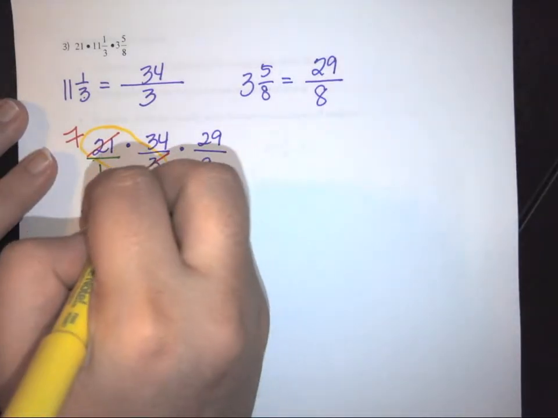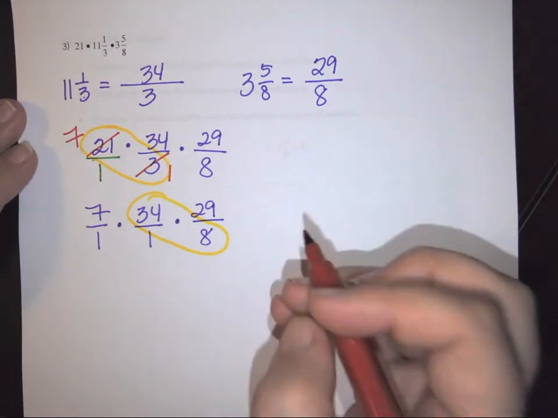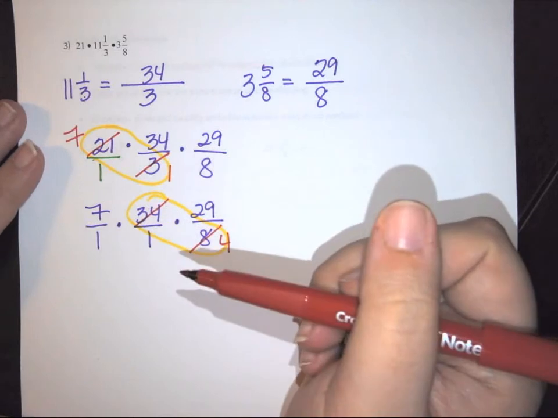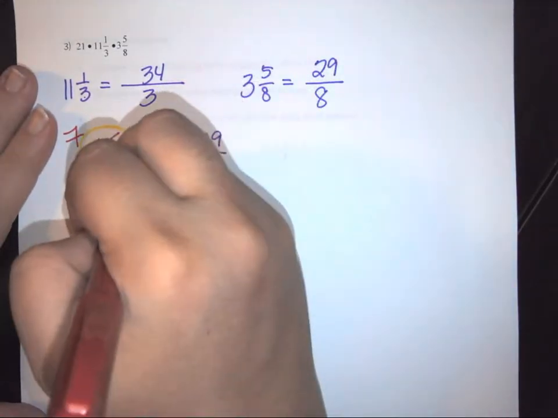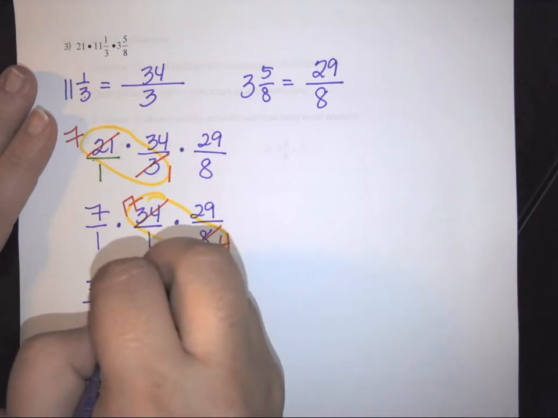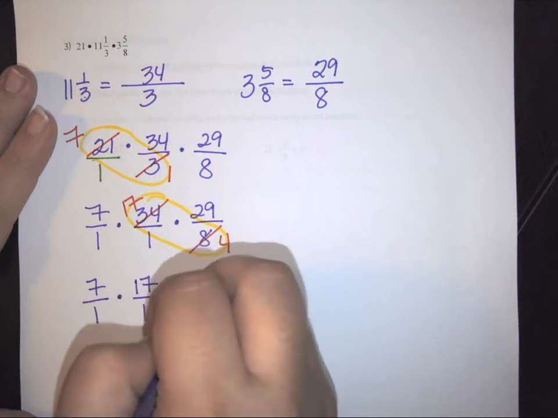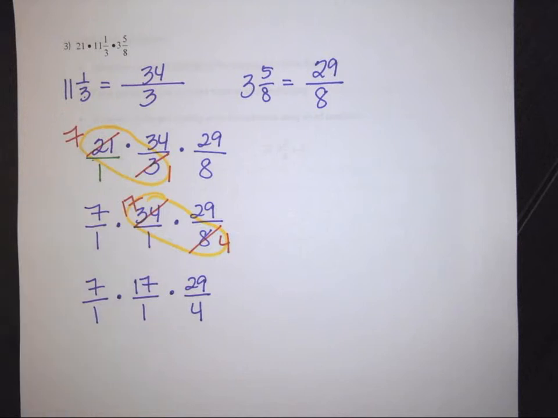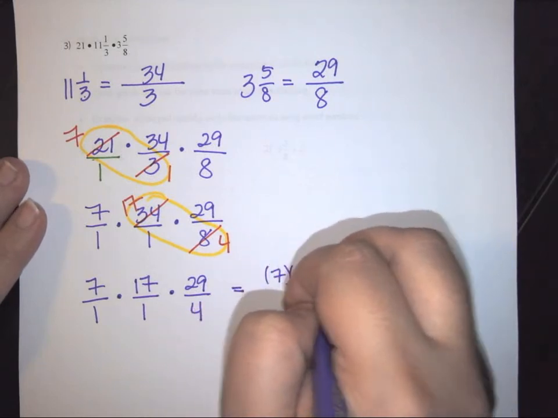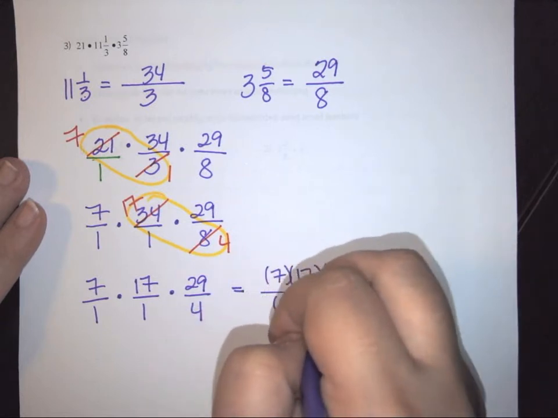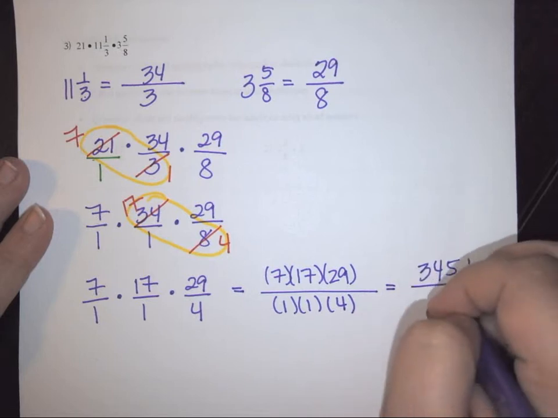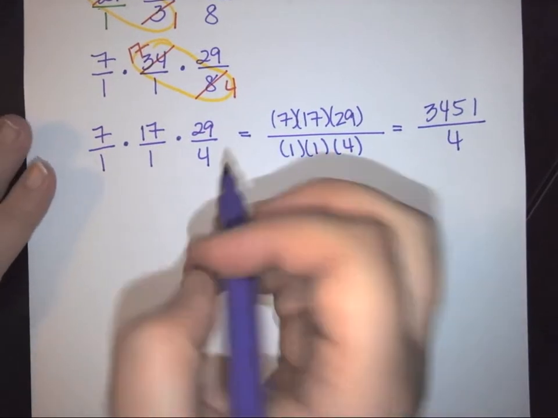Now the other thing that we can look at is, because both of these are even, I know for a fact that they at least can be divided by 2. So my 34 and 8 will change. Take a 2 out of 8, you leave 4 behind. Take a 2 out of 34, and you're going to leave 17 behind, making this 7 over 1 times 17 over 1 times 29 over 4. And in this case, there's nothing else that I can do, so you'll go ahead and multiply that straight across. So here you're going to have 7 times 17 times 29 all over 1 times 4, which gives you the improper fraction 3,451 over 4.